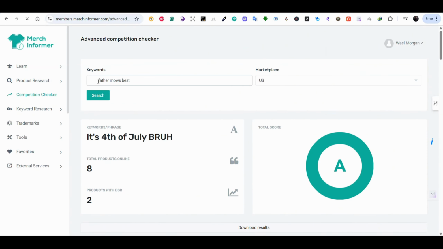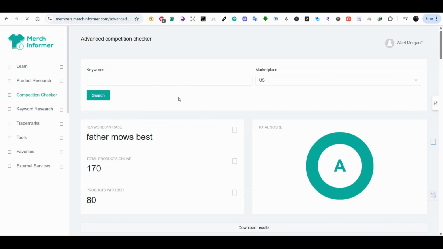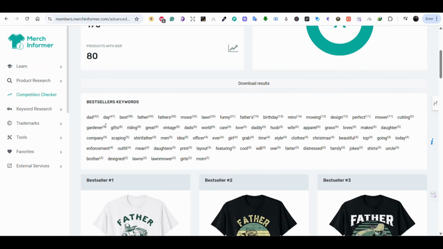So let's go to the competition checker and enter the father mouse best keyword, press search, and wait for the result. And this time we got a perfect total score of A, with total products online of 170 and products with BSR of 80.